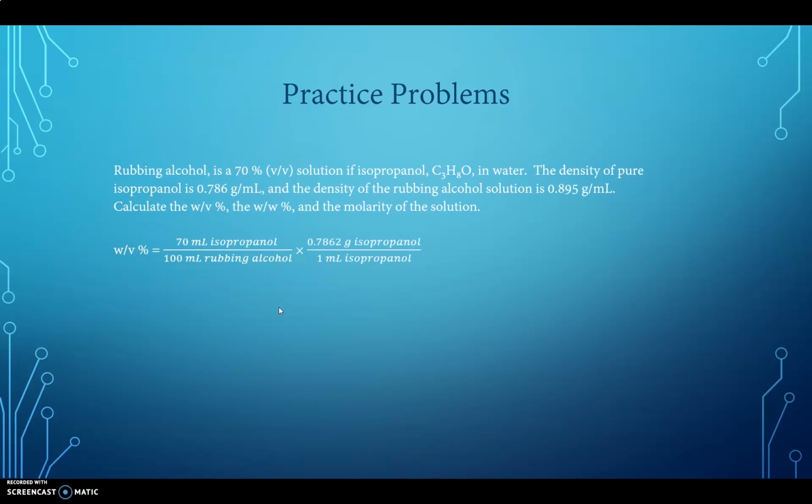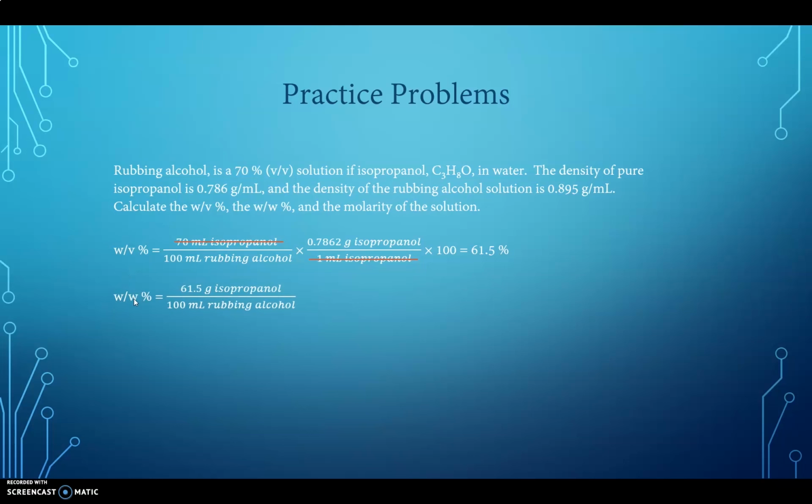So in this case, we're going to use the density of the isopropanol itself, not the alcohol solution, because we're trying to change the numerator. So we multiply it by the density of the isopropanol, and then simply multiply by 100 to get our percent. If we take a look at it, we can see that the milliliters of isopropanol we started with cancel with the milliliters in our density, and we end up with a 61.5% weight volume solution.